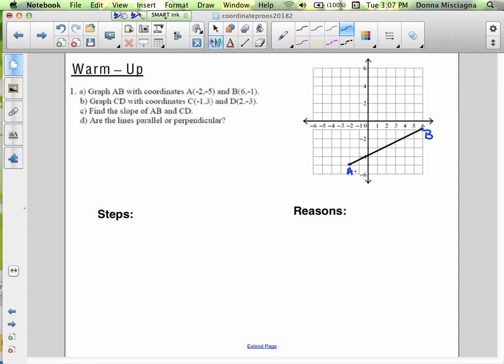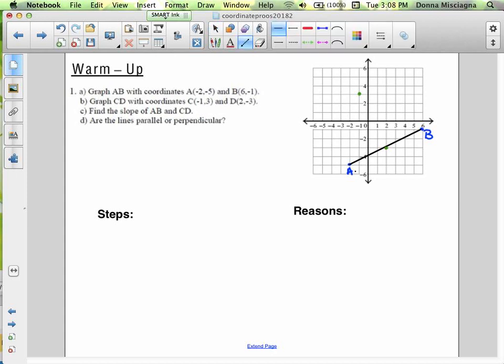Now let's graph CD. So -1, 3, and then 2, negative 3. Just making sure that I didn't do anything wrong. 6, negative 1, negative 2, negative 5. Okay, everything looks okay. It's easy to look at a number wrong.